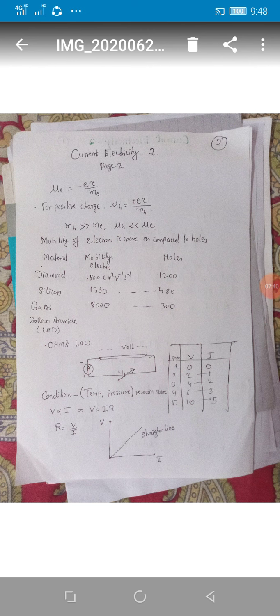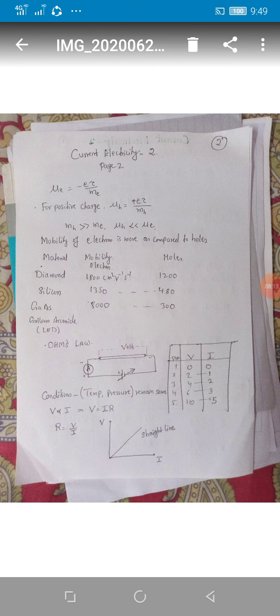Now student, let us compare the mobility of electrons as compared to holes in different substances. So you can see the table on the screen. First, diamond. In diamond, how much is the mobility of the electron? It is 1800 meter square per volt per second. Mobility of hole 1200. Similarly, you can see, silicon I have written. How much is the mobility? 1350. Holes 480. Then I have written gallium arsenide. It is a semiconductor, and see its mobility 8000 and holes 300.